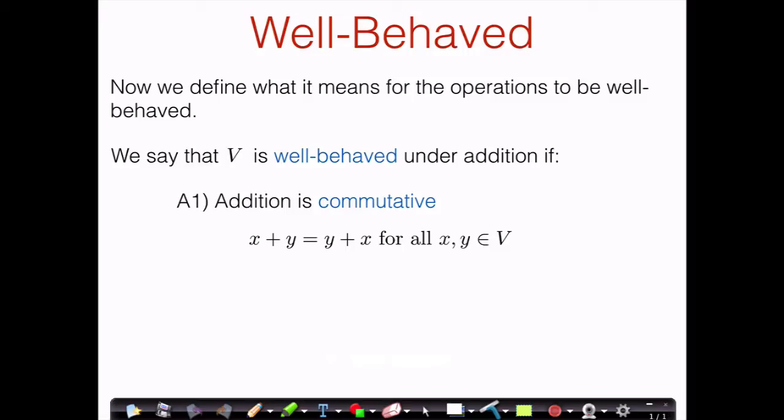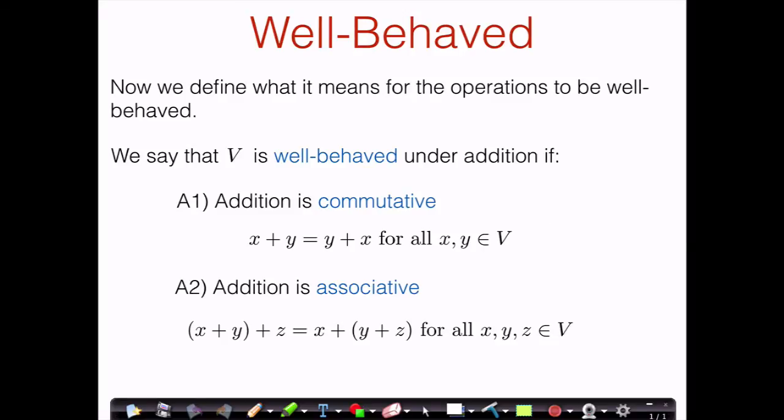So that means that for every two elements x and y in V, x plus y is equal to y plus x. As we go through these conditions, maybe you want to keep in mind a couple examples. For example, the case of an n-dimensional vector. The addition of n-dimensional vectors is commutative. Maybe also keep in mind the example of matrices. So matrix addition is also commutative.